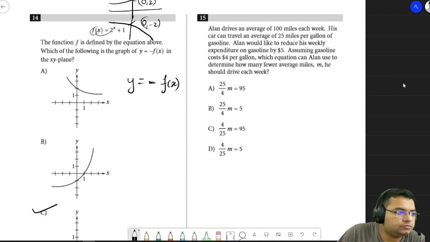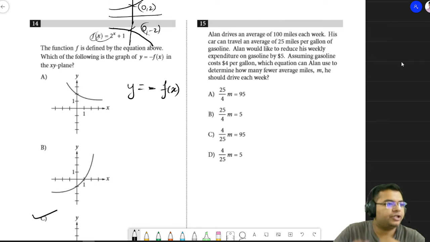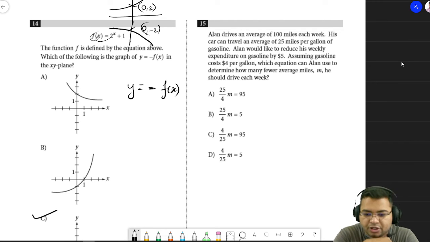Now Alan drives an average of 800 miles each week. His car can travel an average of 25 miles per gallon of gasoline. Alan would like to reduce his weekly expenditure on gasoline by $5, assuming the gasoline costs $4 per gallon. Okay. Which equation can Alan use to determine how many fewer miles M he should drive each week?